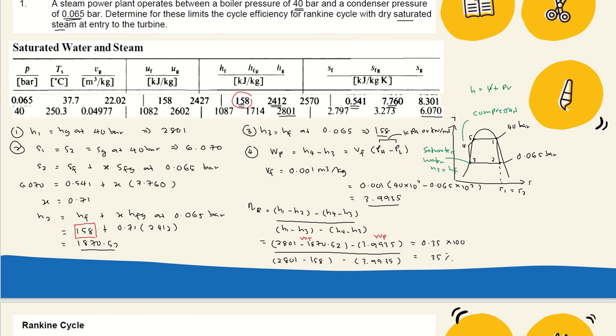So if the question asks about work ratio and specific steam consumption, first we calculate the W net, which is WT minus WP. So the answer is 2801, then you will minus with 1870.52, then minus with 3.9935. So you will get 926.49 for W net.